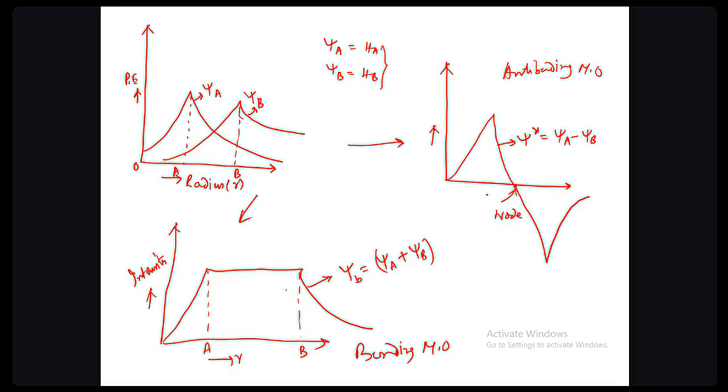If we go to the psi square, then you can see psi bonding square equals psi A square plus psi B square plus 2 psi A psi B. And another way you can say psi star square equals psi A square plus psi B square minus 2 psi A psi B. Now what is the difference? The difference is only that area, plus 2 psi A psi B minus 2 psi A psi B. This is the only different area for the bonding and anti-bonding.